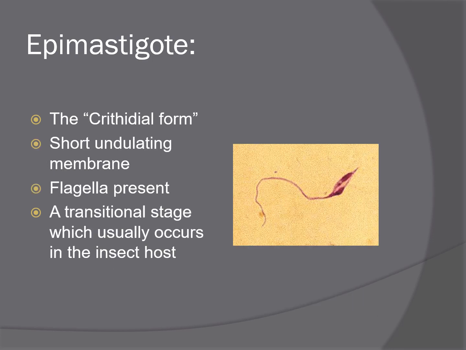The third developmental stage for trypanosoma and leishmania would be the epimastigote. This is also known as the crithidial form because it looks like the Crithidia organism. Here we can see in the image we have a short undulating membrane. There is flagella present, and usually this is a transitional stage that occurs inside of the insect host as well. Usually this is where the organism starts to multiply in numbers.